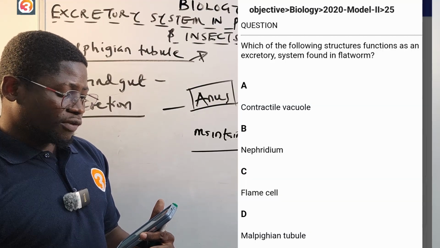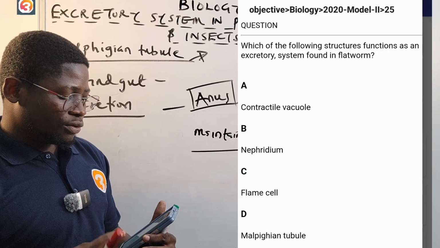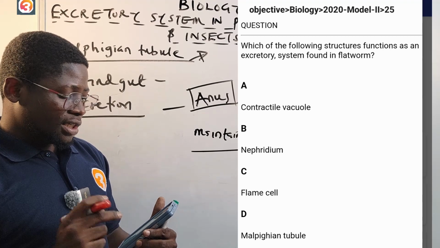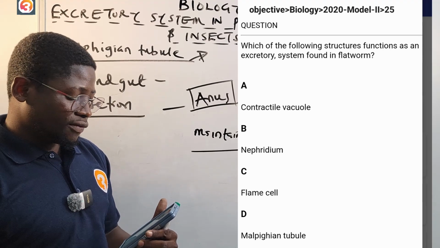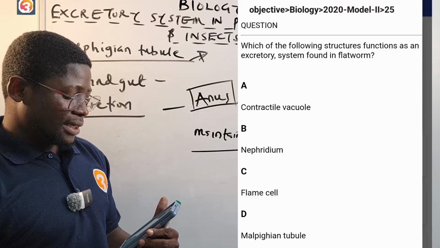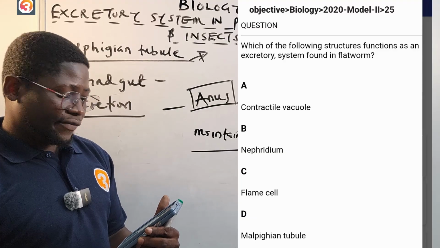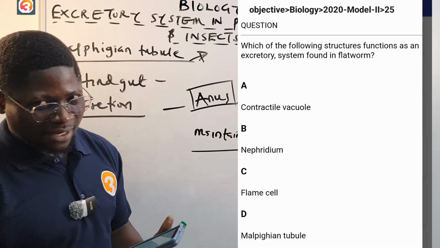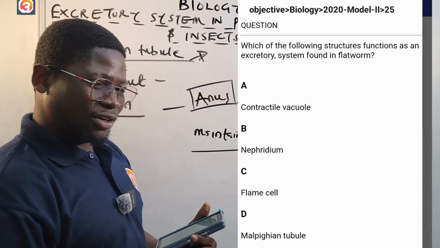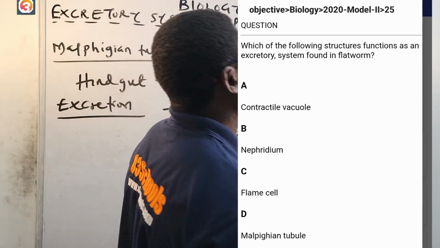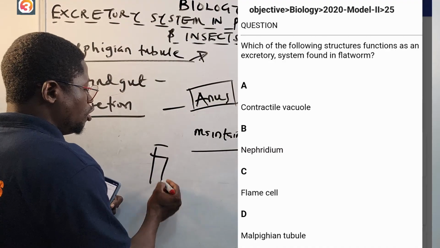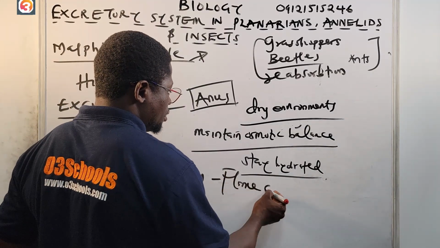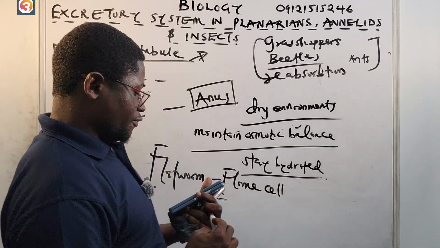2020, number 25: which of the following structures functions as an excretory system found in flatworms? A says contractile vacuole, B says nephridium, C says flame cell, D says Malpighian tubule. Flatworm, flame cell. FF, flatworm flame cell. Do not ever forget that. If you forget, flatworm starts with F, and flame cell starts with F. Please take note of that.